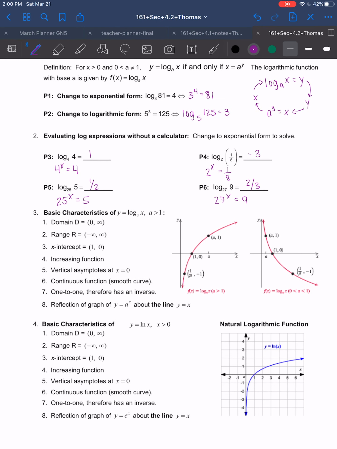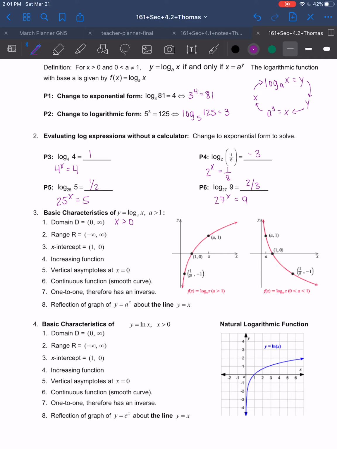Alright, basic characteristics of your logarithmic function. So your domain is going to be 0 to infinity, so everything where x is greater than 0. So if you remember, when we did 4.1, the range was the greater than 0 part, and your domain was all real numbers. So with their inverses, the x's and y's switch. Your x-intercept is going to be (1, 0). It's always increasing, as long as a is positive.